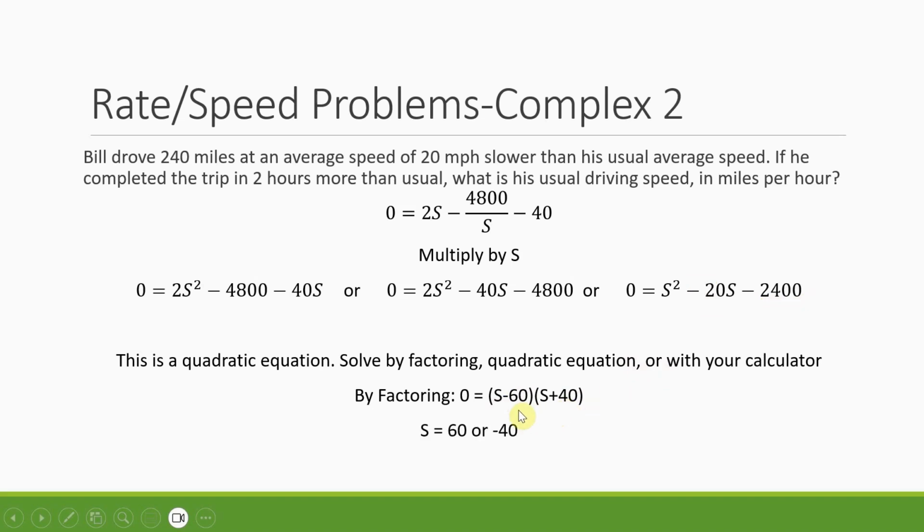That gives me the solutions of 60 and negative 40, which is just going to be flip the sign of these things in here. So I have negative 60, that becomes positive 60. I have positive 40, that becomes negative 40. These are my two answer choices. Now, negative doesn't make any sense because I'm looking for a speed. He's not going negative 40 miles per hour normally. So the only one that makes sense is 60, and that'll be my answer.